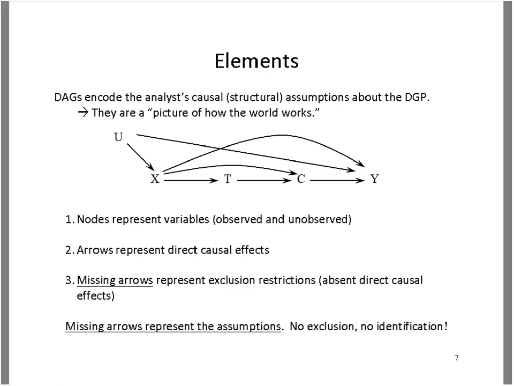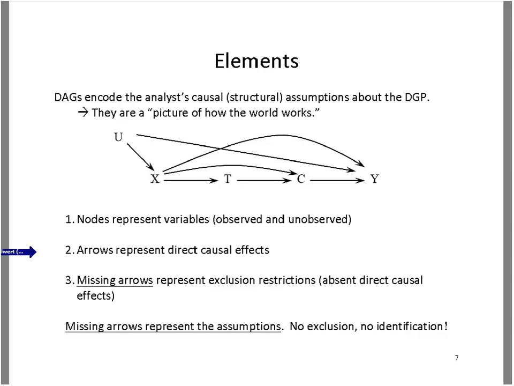So, first and foremost, DAGs are pictures that encode the analyst's causal or structural assumptions about the data generating process. In other words, a DAG is a picture of how you, the analyst, believes that the world works. DAGs consist of three elements. First, DAGs obviously contain letters. We call them nodes or vertices as well. These letters represent variables which may be observed or unobserved.